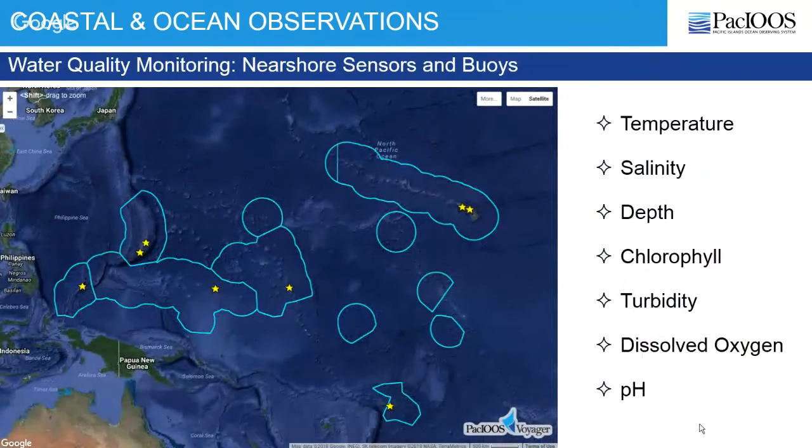Another coastal and ocean observing asset that we have is our water quality monitoring. So we have nearshore sensors and also water quality buoys that measure temperature, salinity, depth, chlorophyll, and turbidity. And then 2 of the buoys can also measure dissolved oxygen and pH, but we haven't really used that much. So the stars on the map, that's where all the sensors and the buoys are located. We have a little bit more focus on the insular Pacific with the water quality instrumentation.